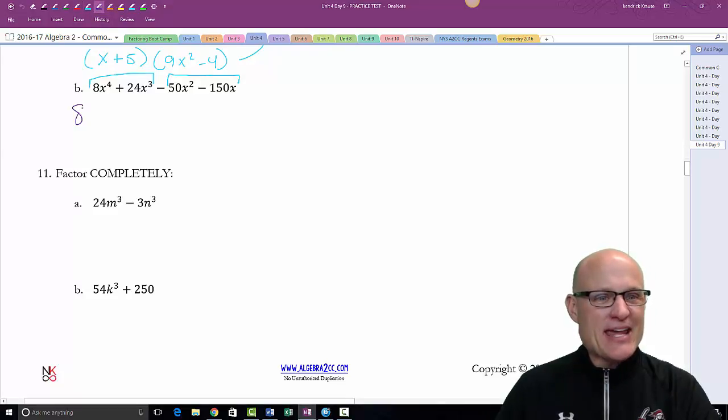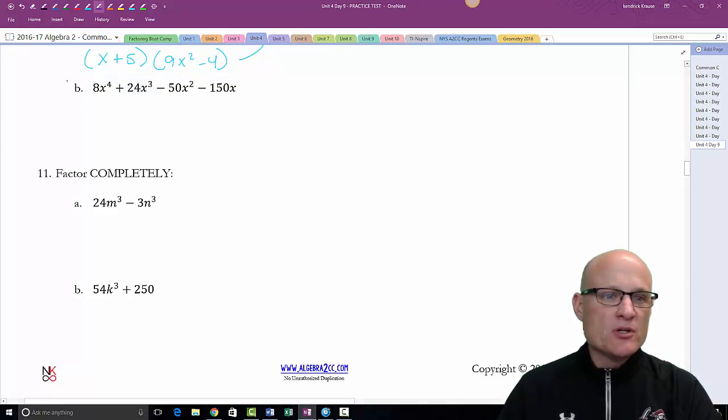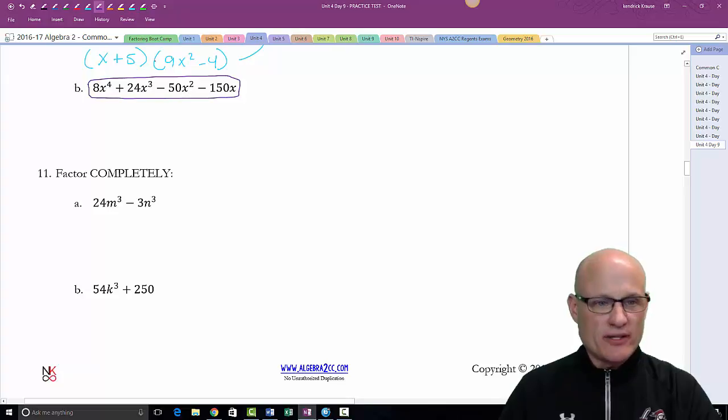I can take out an 8x cubed. Oh my goodness, those are perfect cubes. Wonder what's coming up. Let's see. Maybe not. Oh, whoa, let's back up the crazy train here. Look what we got here. If you look at the whole thing, I got a GCF that can come out of all of it. And I need to factor that out. In order to factor completely, you need to take the GCF out first.